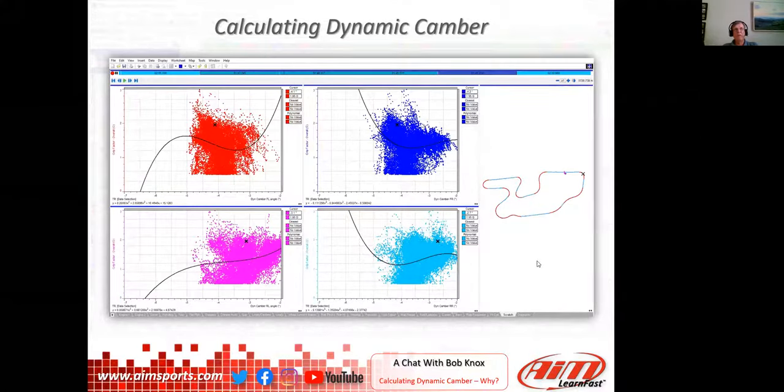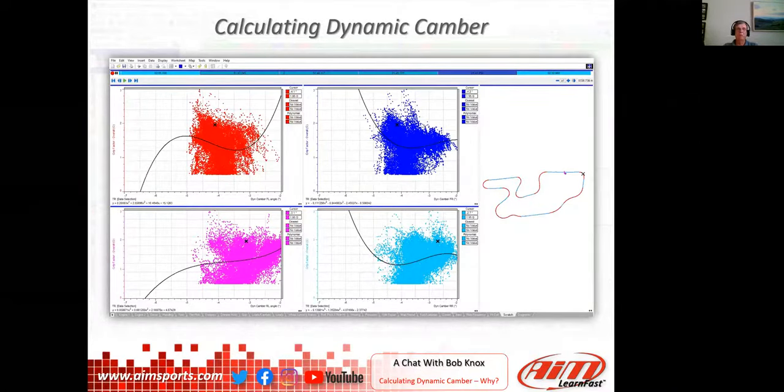Okay, this represents a qualifying session, four laps, sticker tires. And if we look at the one in the upper left, that's the left front. What we're plotting here is dynamic camber on the horizontal axis and grip. And my grip factor is what I just talked to you about a moment ago, the vector value of the longitudinal G's and lateral G's.